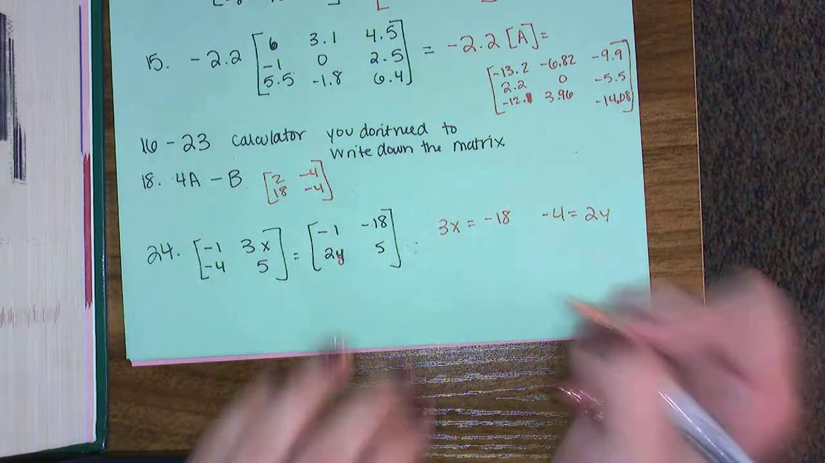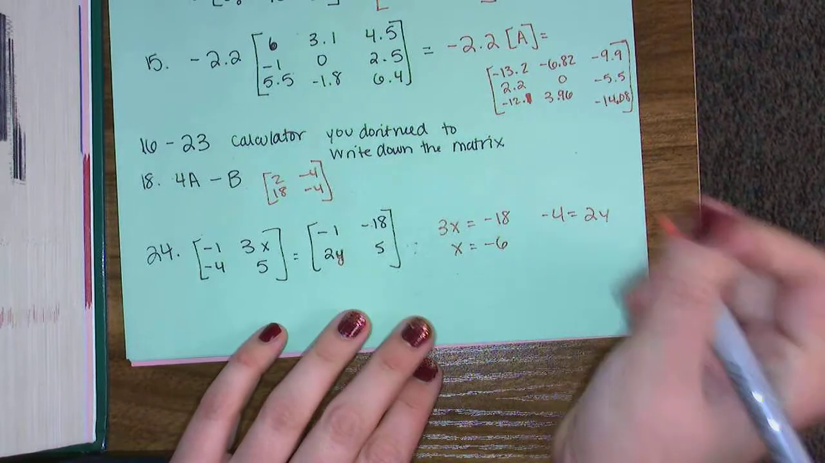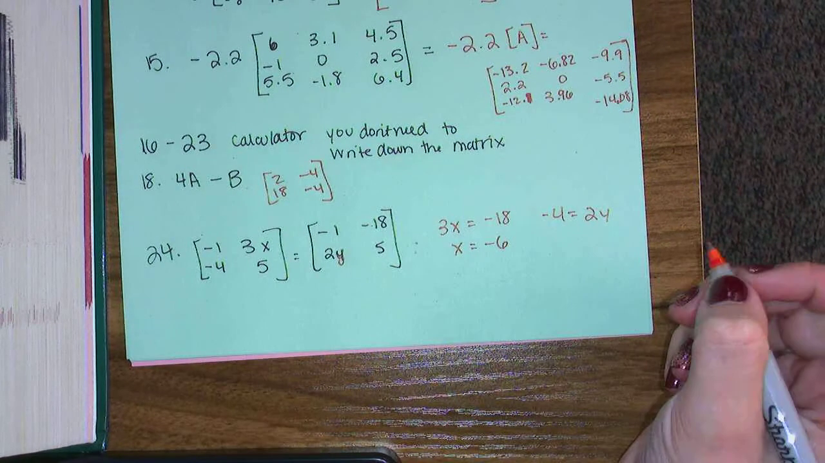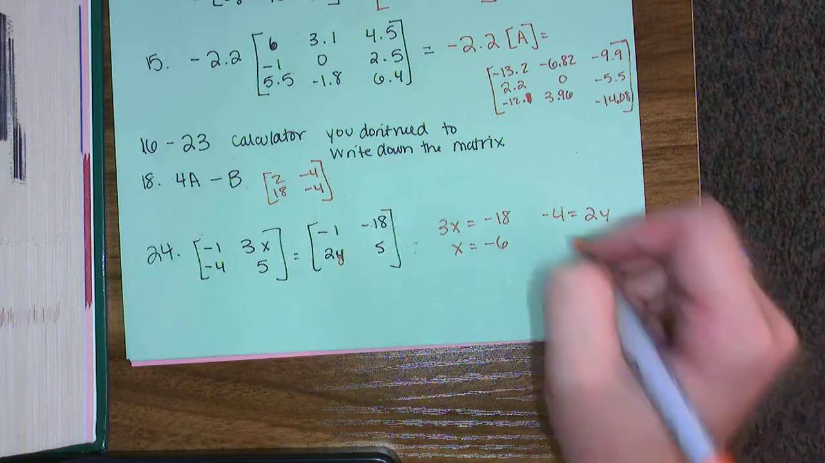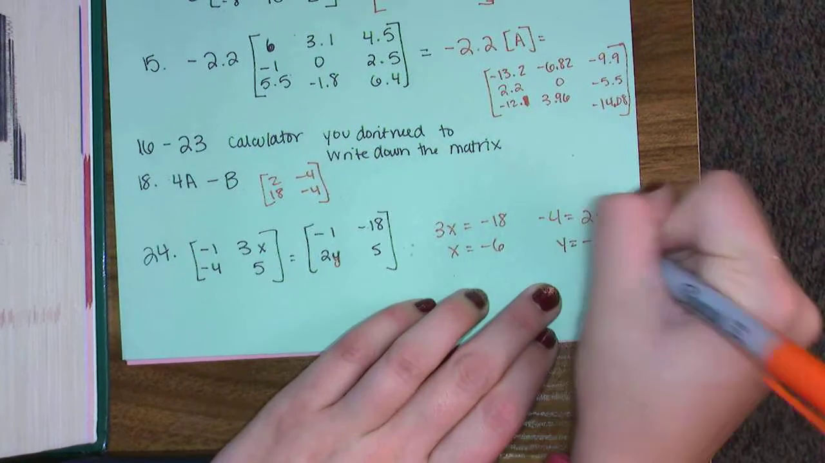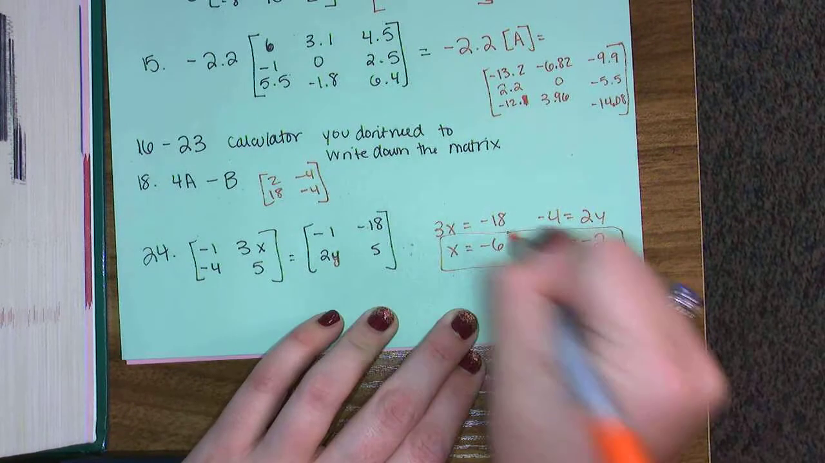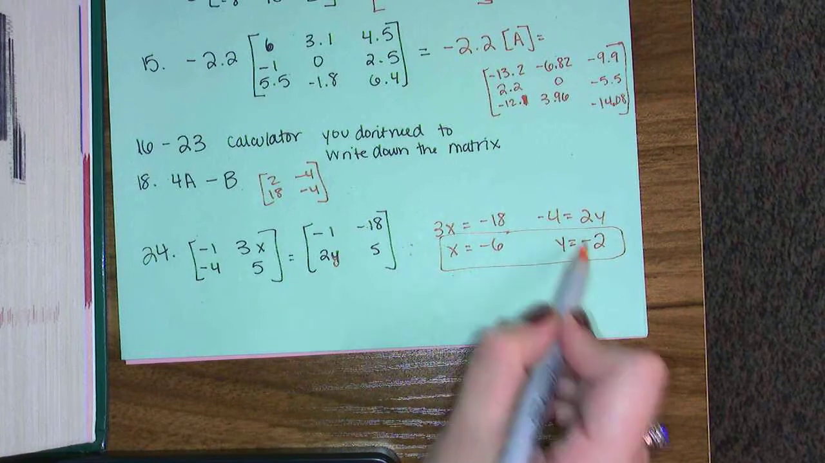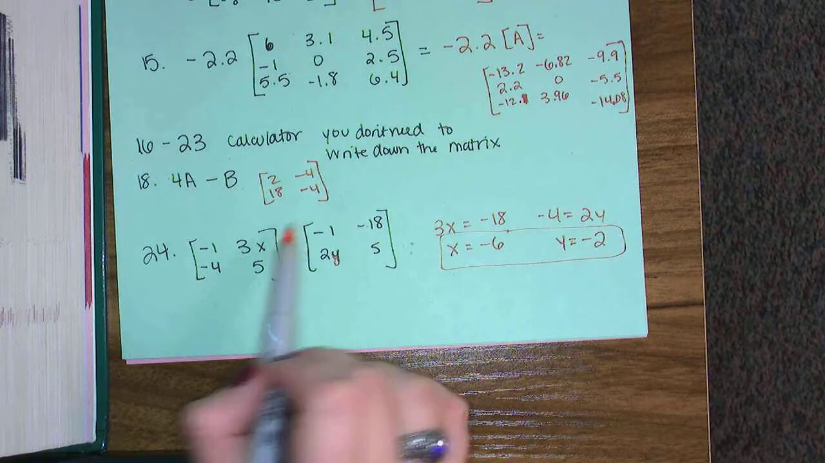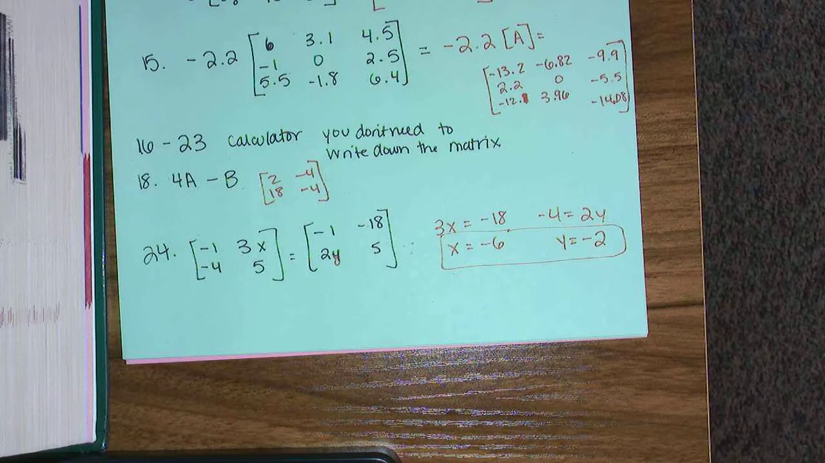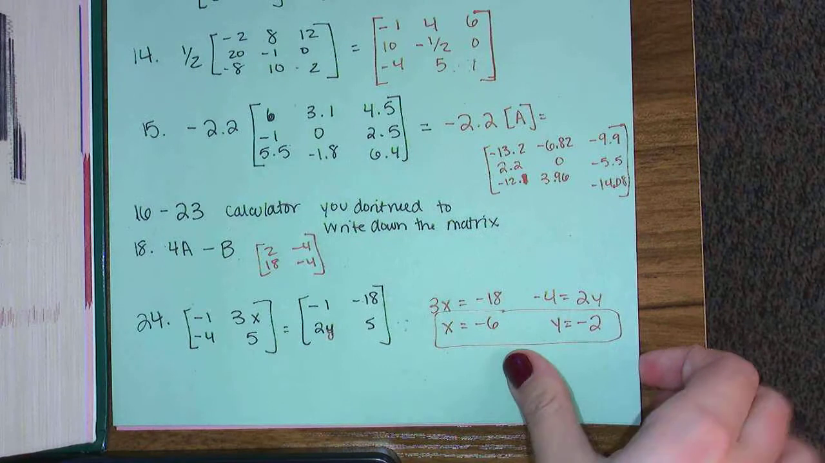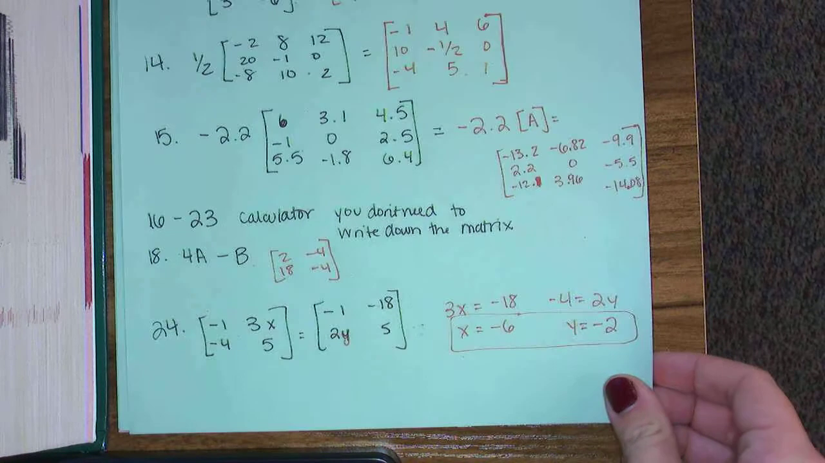So what is x? X is negative 6, and y? Negative 2. So x is negative 6, y is negative 2. So that's what you need to show, the work and the answer. And you do need to copy down the matrices for this one. Yeah, for the easy ones. Alright, one more, and then we're done. Quickly.